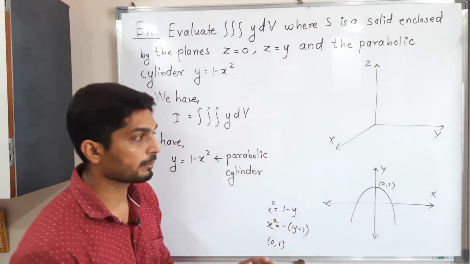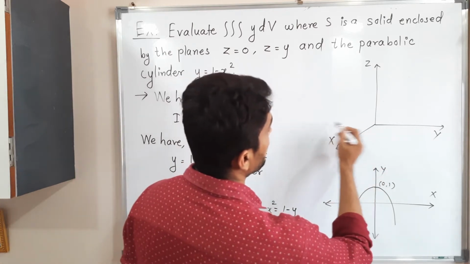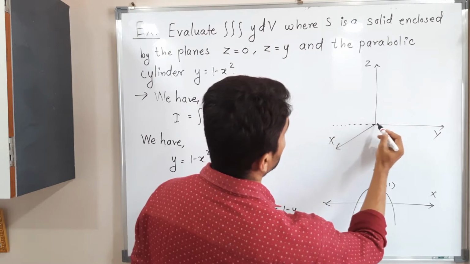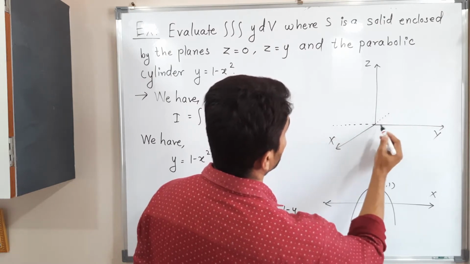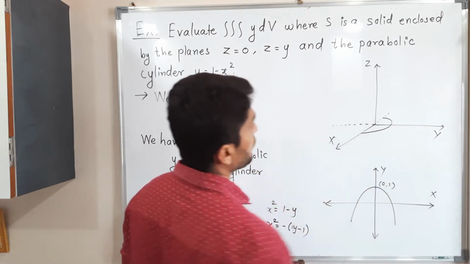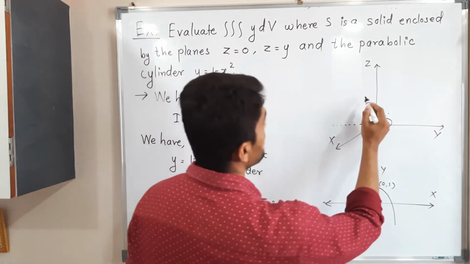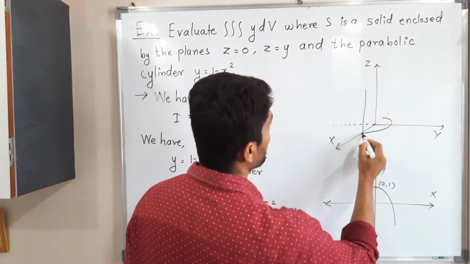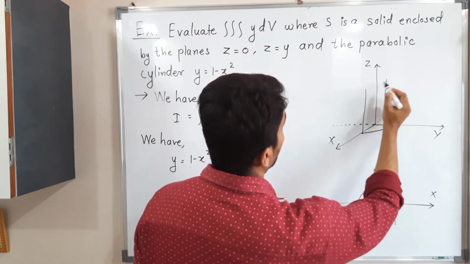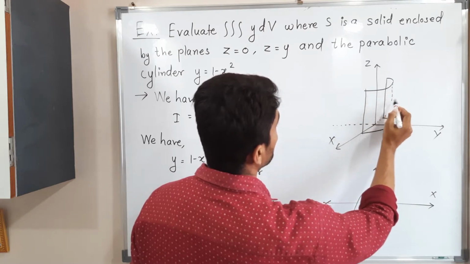So I will try to draw the same parabola here in the direction of the negative y-axis. This is the negative x-axis, positive x-axis. So we have a parabola like this. Getting my point? This is a parabolic cylinder, that means it is a cylinder, so it will be like this in 3D.